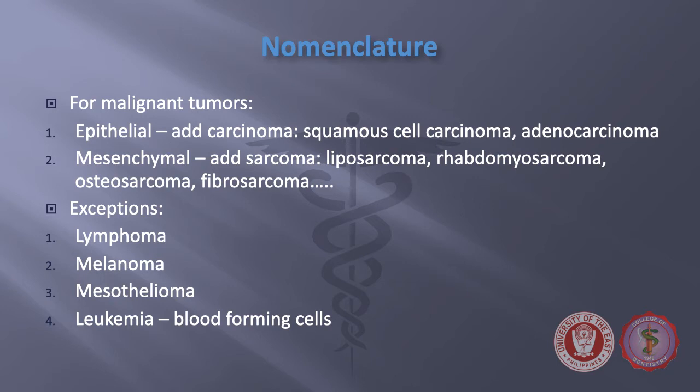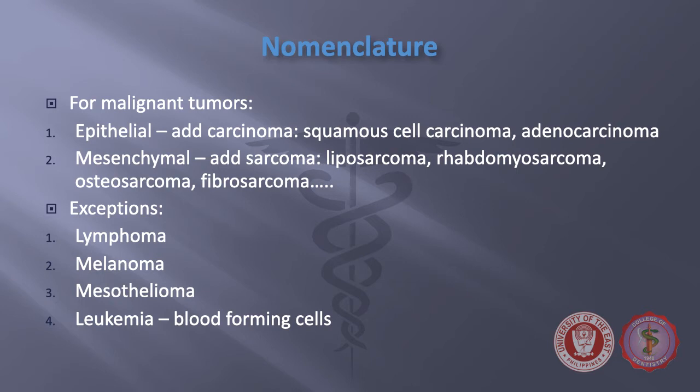And this is how you name malignant tumors. Just remember that if it is epithelial, you add the term carcinoma. If it is mesenchymal, you add the term sarcoma. Again, there are exceptions. Using the following tumors as examples, remember.